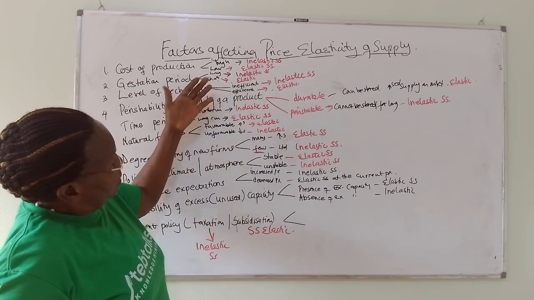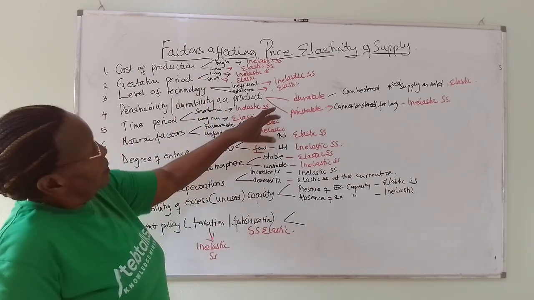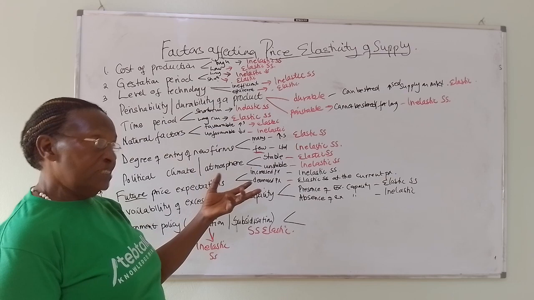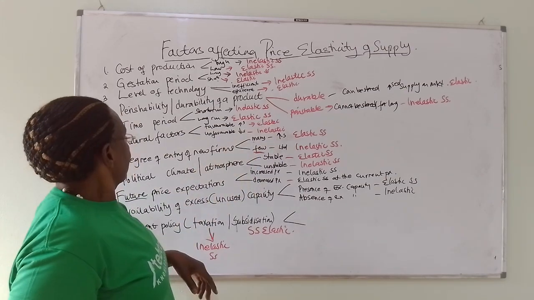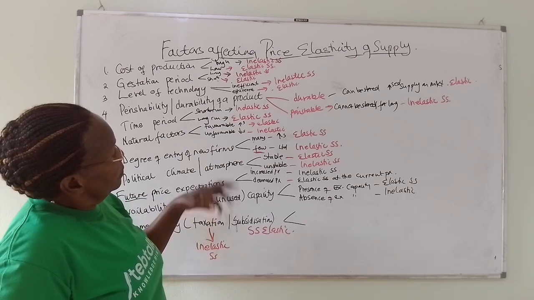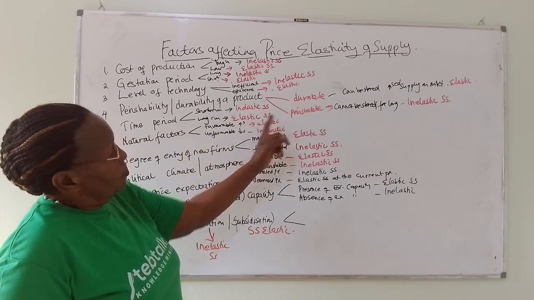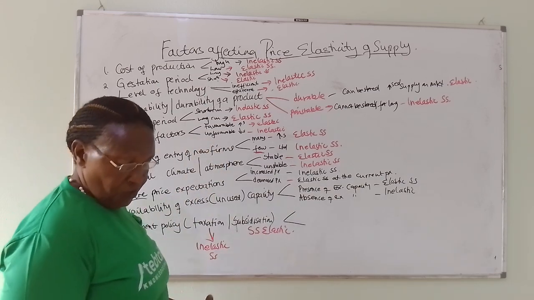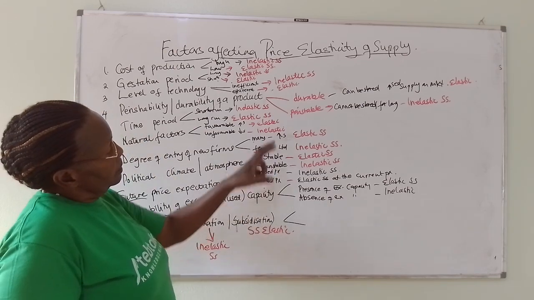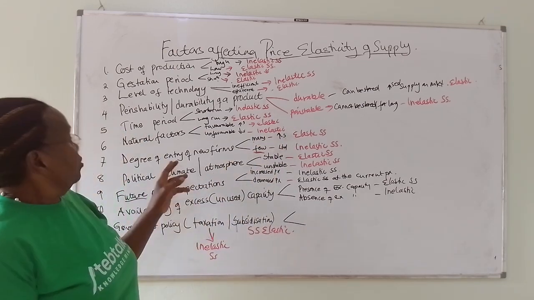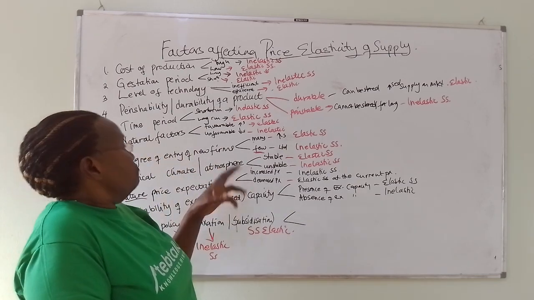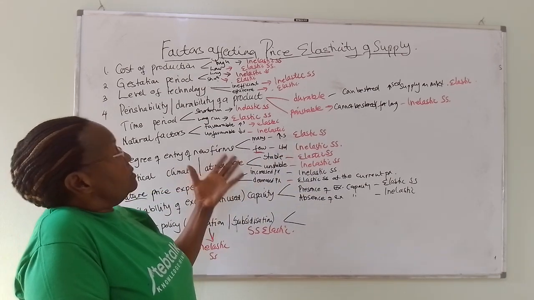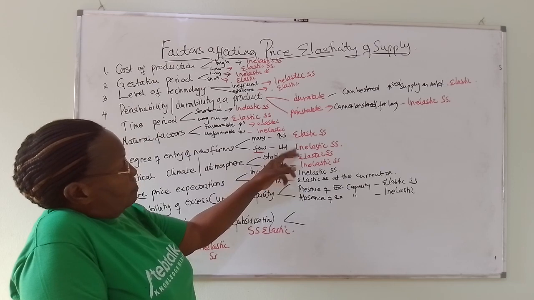Time period: in the short run, you cannot make any meaningful adjustments, making supply inelastic. Yet when you have a long time available to you, you can have all the required changes, making supply elastic. Natural factors: wherever they are favorable, they introduce a bigger supply, which is elastic, and whenever they are unfavorable, they reduce supply. However high the prices may increase, there is not enough quantity to be put on the market, making it inelastic. Degree of entry of new farms: where you are allowed to have many farms joining and there is no restriction, it makes supply elastic. Yet where there is limitation on the number of producers, that makes the supply inelastic.